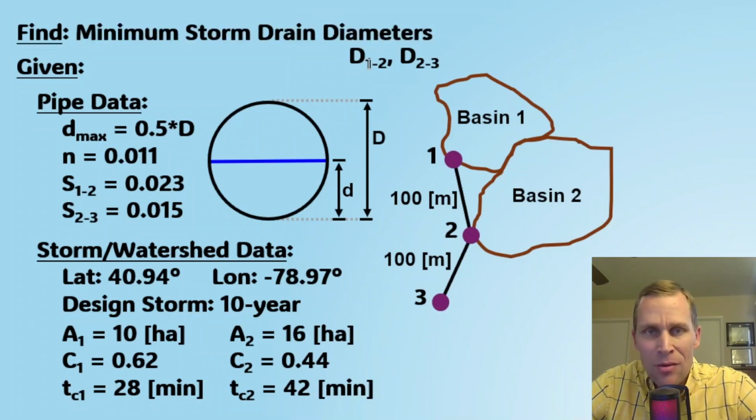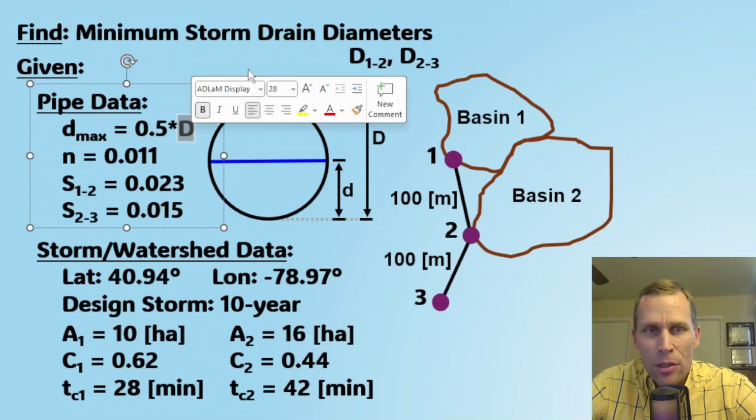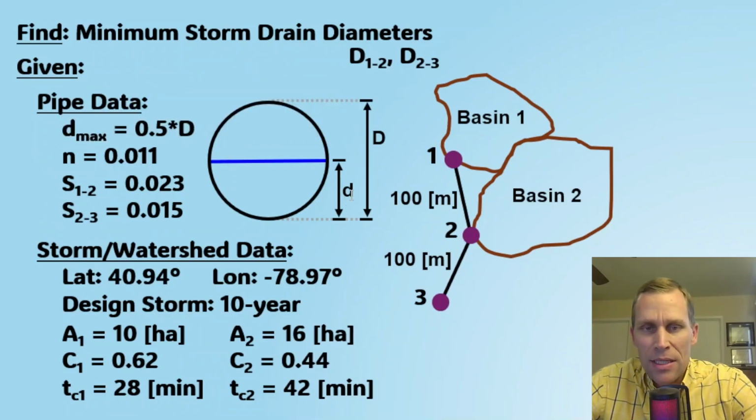That is D12 and D23, the diameter of the storm drain from point 1 to 2, and then point 2 to 3. We're given some pipe data as well as some storm/watershed data, which we will be utilizing during the calculations. For the pipe data, real quick, we're setting a maximum depth as half of the diameter. Lowercase d is what I'm using to designate the depth of water in the storm drain. Capital D is what I'm using to designate the diameter of the storm drain pipe.